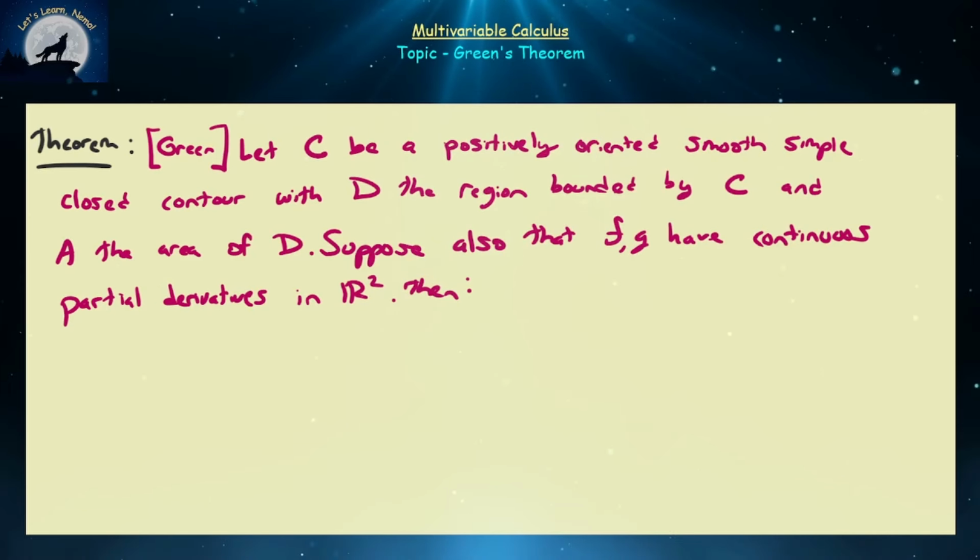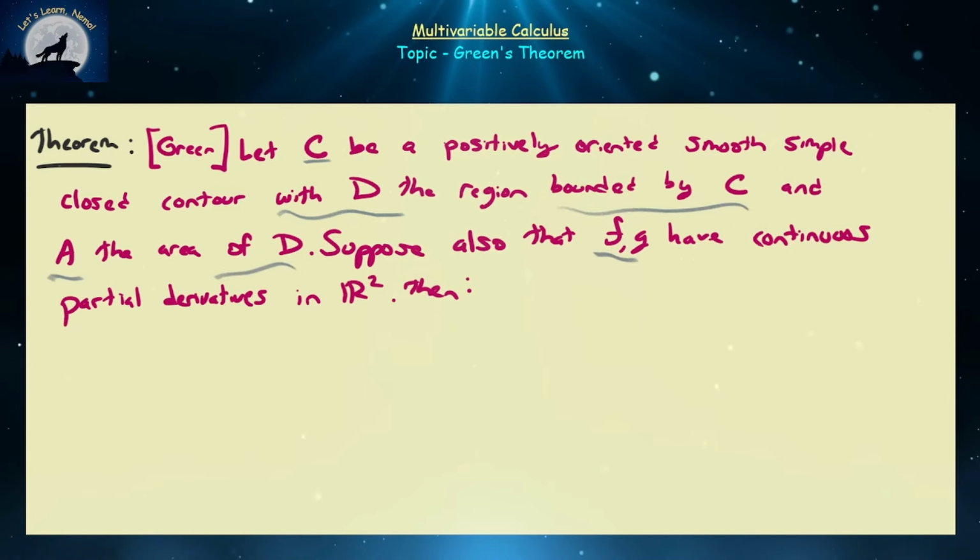The next theorem that I want to discuss is known as Green's theorem, which builds a beautiful connection between line integrals and double integrals, and it says the following. Suppose that C is a positively oriented, smooth, simple closed contour. Pretty much it means a closed loop that's smooth, differentiable, and so on. Let's assume that D is the region that's bounded by C, and let's assume that A is the area of D. Let's also assume that F and G have continuous partial derivatives in two-dimensional space, where F and G are the components of the vector field.